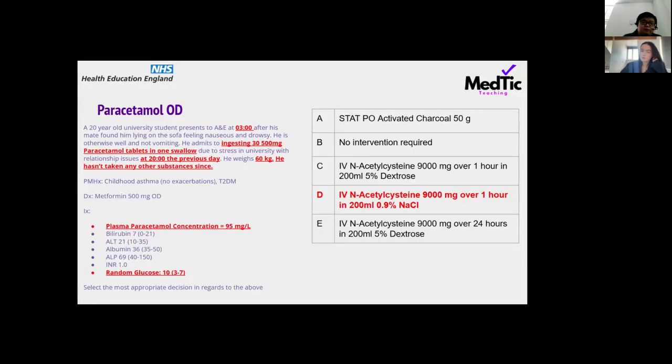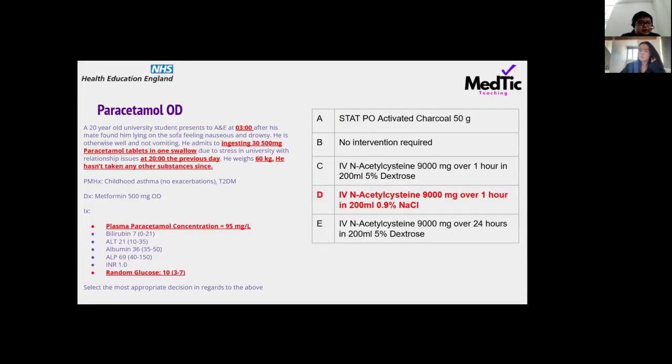And that is very important to notice, because you need to know the mechanism of the overdose and how much he has taken. You also need to know when this has been taken. So this was taken around 8 p.m. the previous day, before they found him at 3 a.m. this morning as well. Ideally, you want to get other information from the patient, such as his weight and has he taken anything else on top of the paracetamol. Thankfully, this is a bit more straightforward. He's only taken the paracetamol.